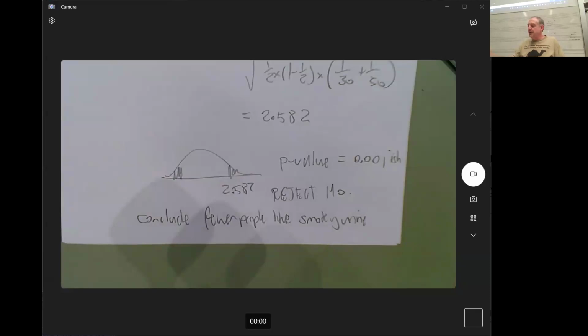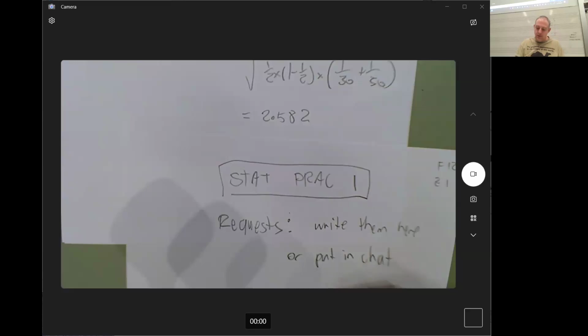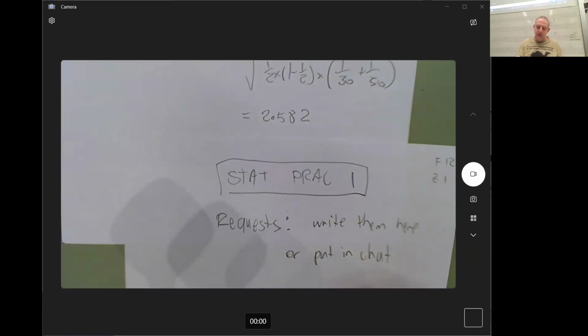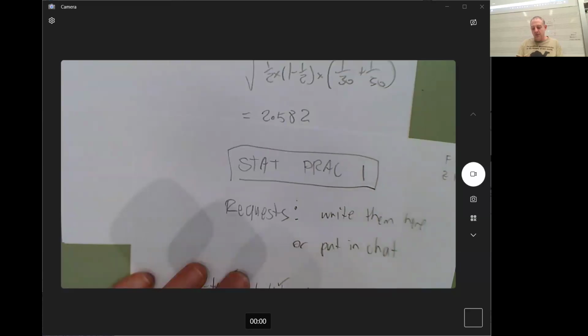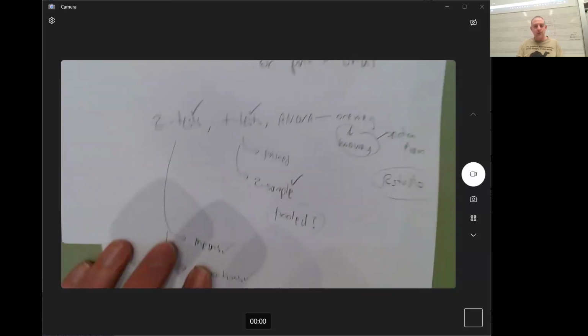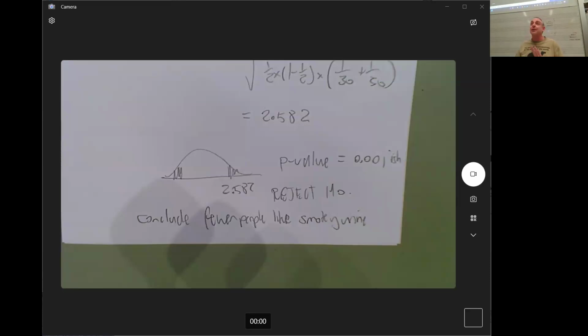So what have we got? We've done the 2 sample t-test and the 1 sample t-test. We've done 1 sample z-test for means. We've done proportions, and we've done 2 sample proportions. Oh, there's a paired t-test still. Okay, that's the last one except ANOVA.